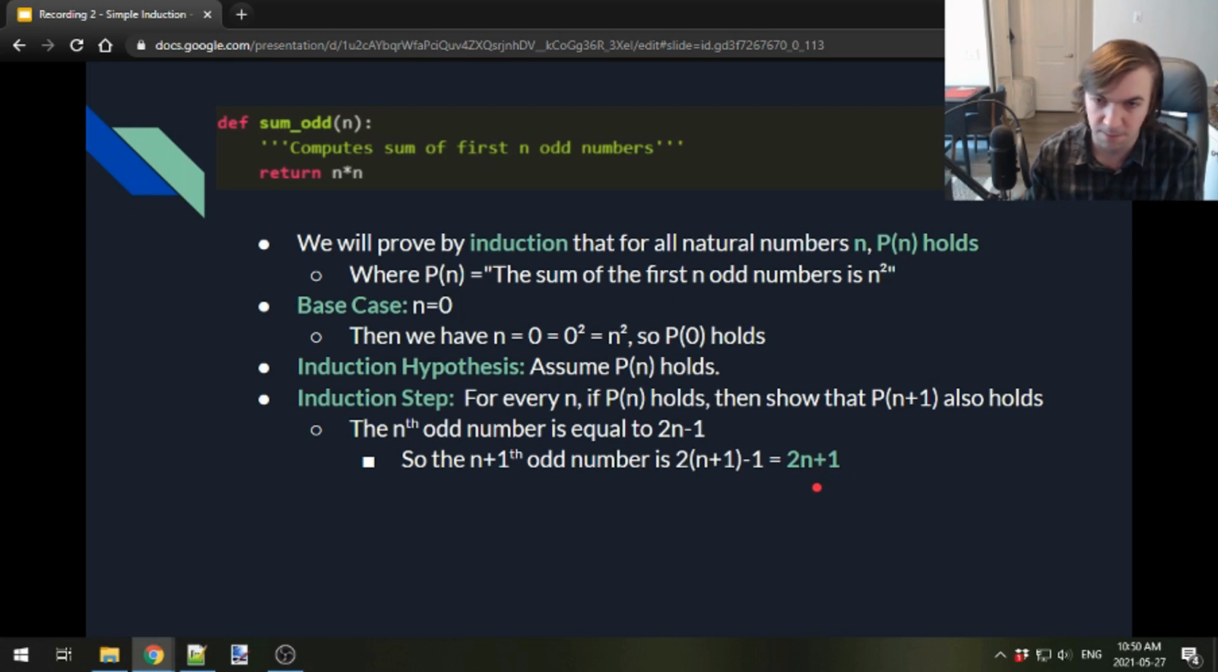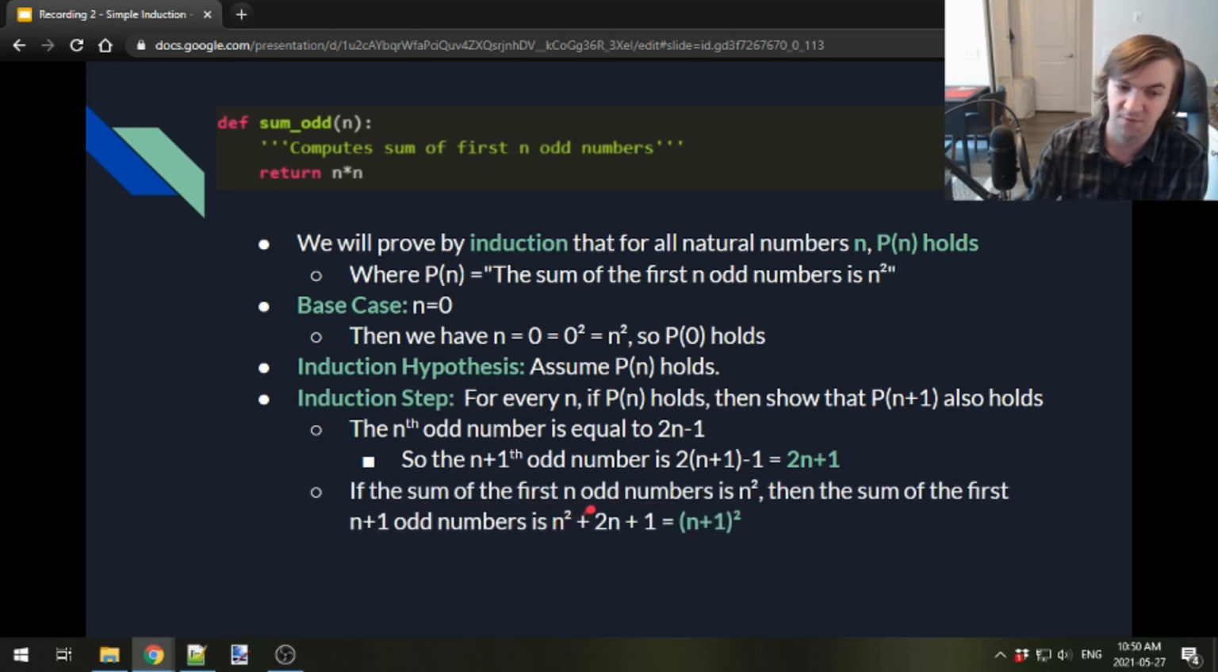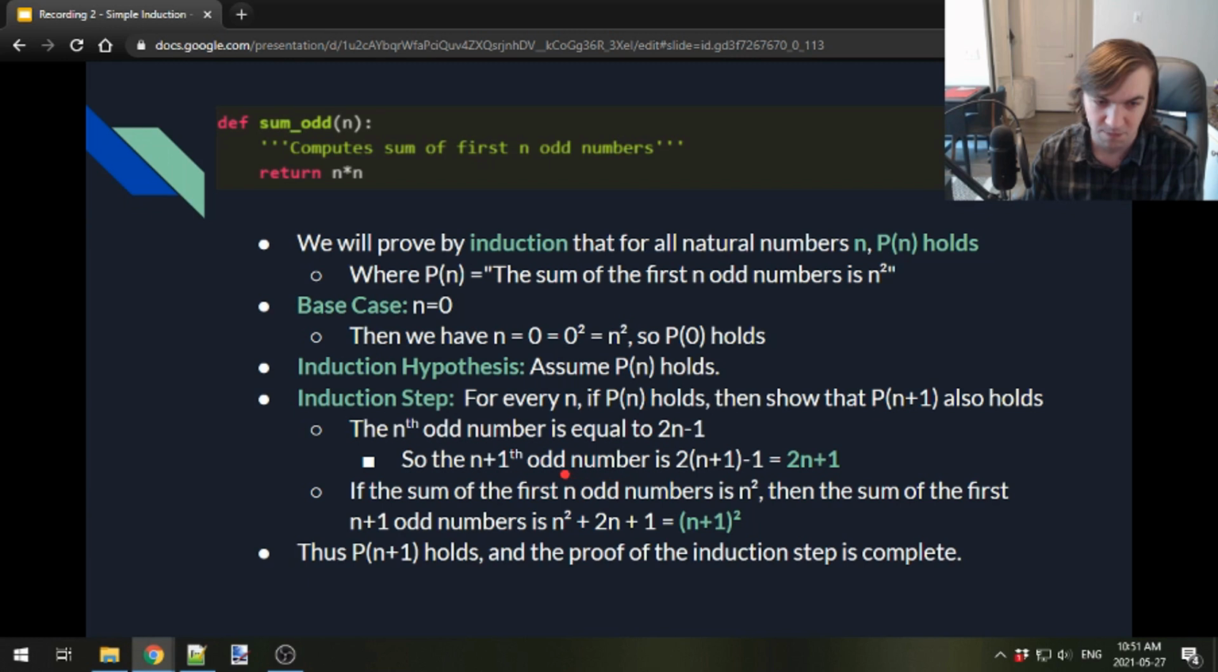Okay. If the sum of the first n odd numbers is n squared, then the sum of the first n plus 1 odd numbers is this plus this. So n squared plus 2n plus 1. Okay, well, we can use a little bit of factoring, because we know math, to take this and say that this is equal to n plus 1 squared. Oh, that's convenient. We've now shown that the sum of the first n plus 1 odd numbers is n plus 1 squared. That means our predicate is true for p of n plus 1.